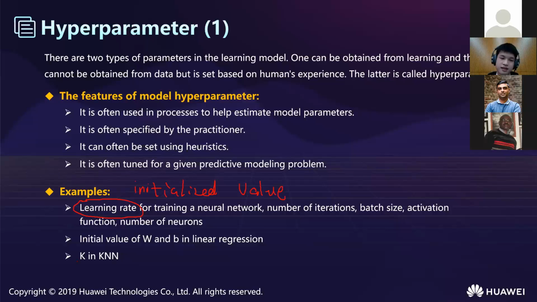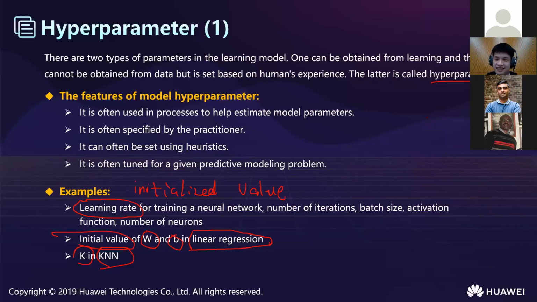So of course the k value in KNN cannot change, and of course the initial values of the weights and the bias in linear regression we also cannot change during the training. That means these parameters are hyperparameters. That means we need to set them by ourselves. So actually the job of the AI engineer is to choose a group of hyperparameters.